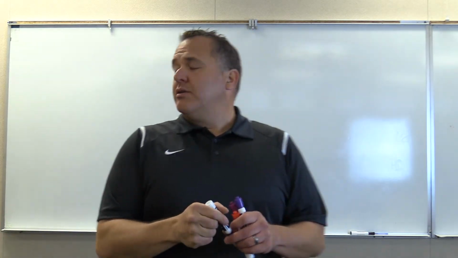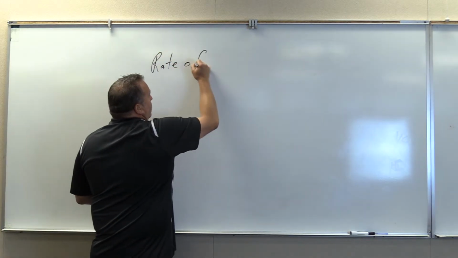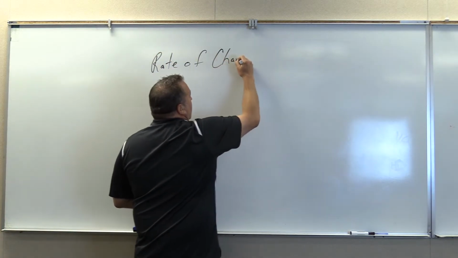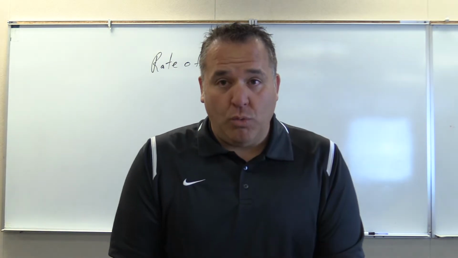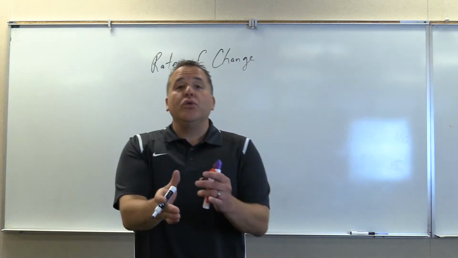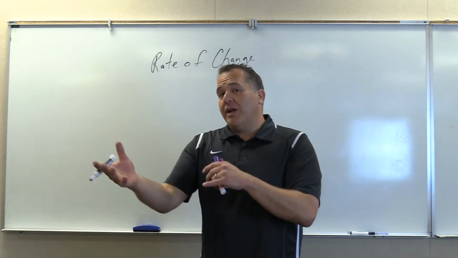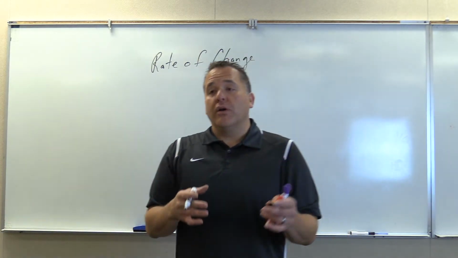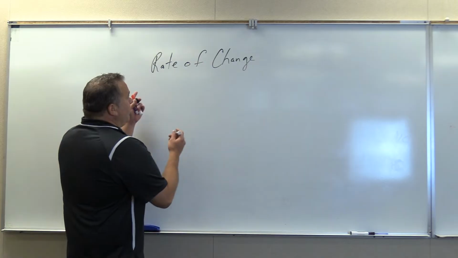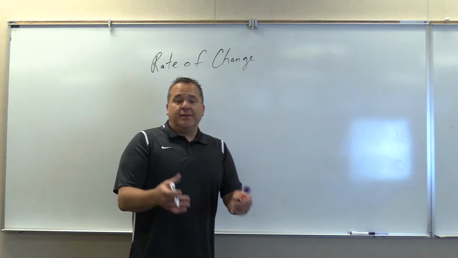Now, I want everyone to understand something about rate of change. Rate of change is the same thing as your slope. So if you find the slope, you are also finding the rate of change. Sometimes they're going to ask that. What's the rate of change? What's the slope? You need to understand that the rate of change and the slope are the same thing. Okay? So if it says rate of change, beautiful. If it says slope, no, it's the same thing.